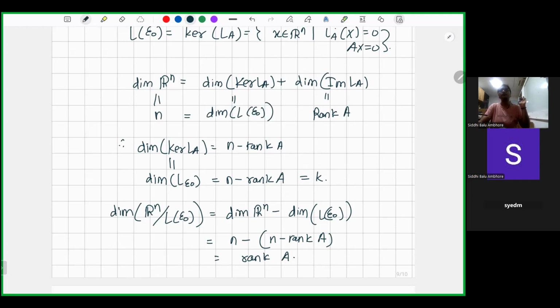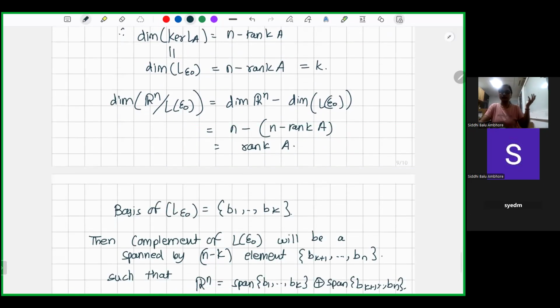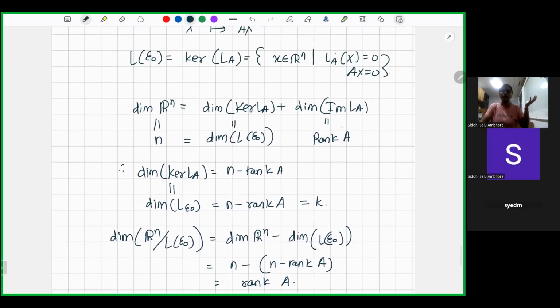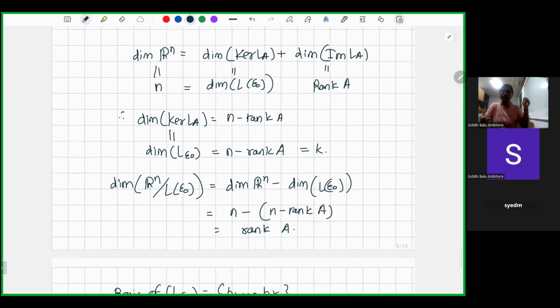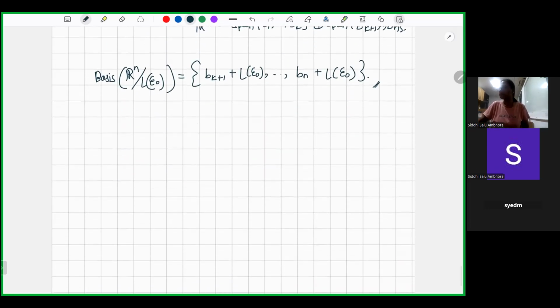Since A will be fixed once we start the question, we will have hold of the rank of A, what the image space is generated by, and the kernel, I mean this L epsilon naught. So once we start the question, we will have hold of this A, and accordingly we can develop everything. If there are any doubts, please ask. Otherwise, I can move to the next question. I hope you understood what we are doing here.